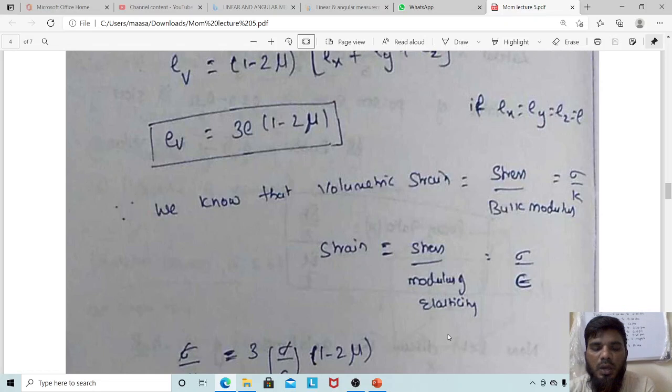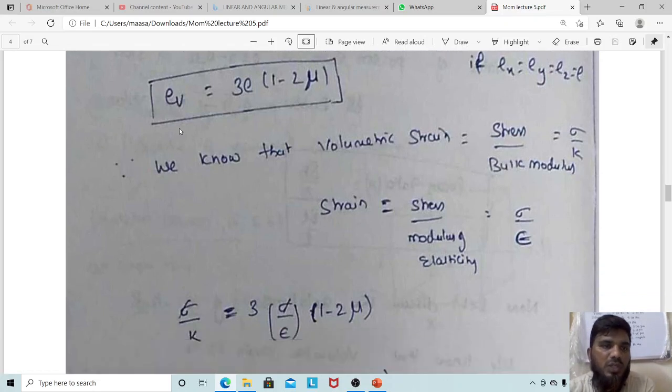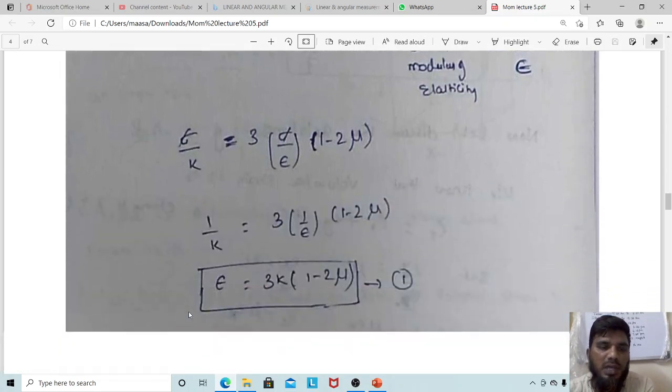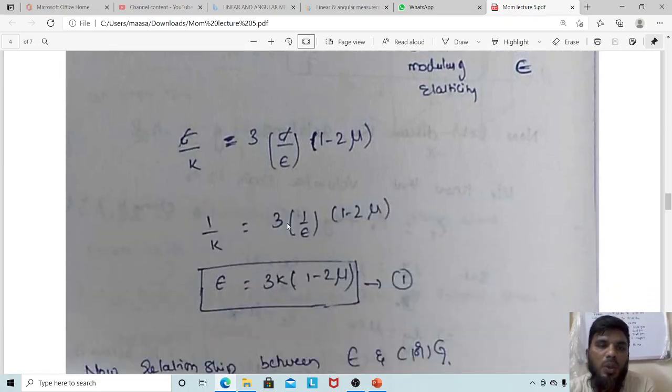Sigma by E. Now if you replace all this in the equation, in the place of Ev we can write sigma by K, in the place of E we can write sigma by E. See here also sigma, here also sigma, both will be cancelled. Then we obtain the equation 1 by K is equal to 3 of 1 by E into 1 minus 2 mu.